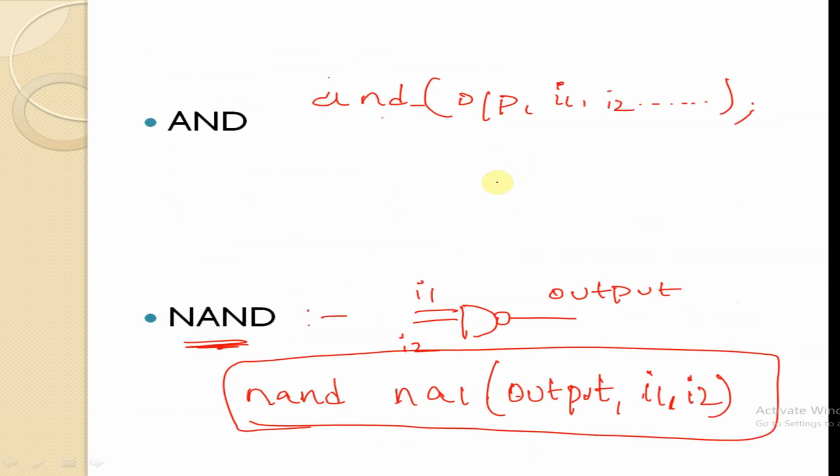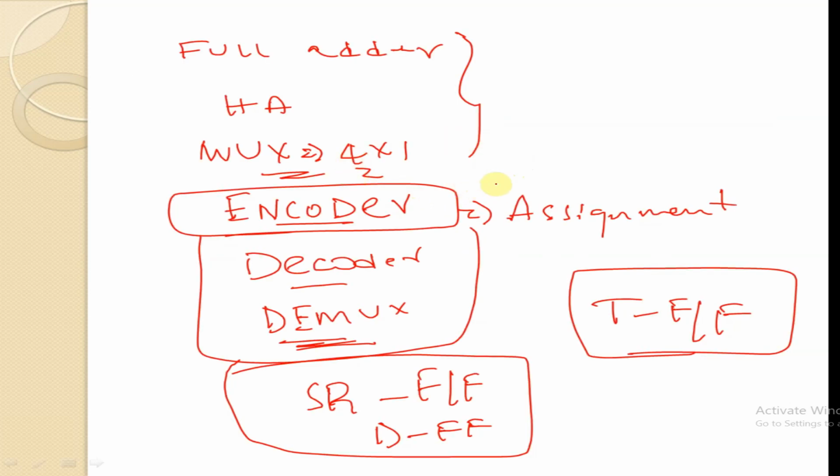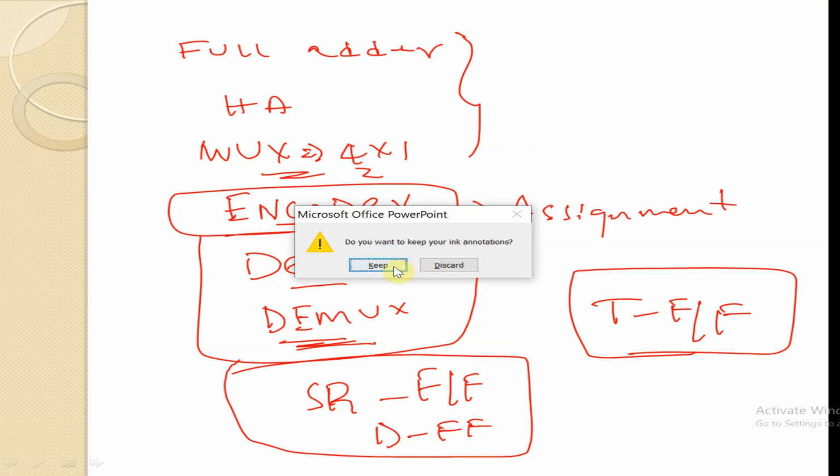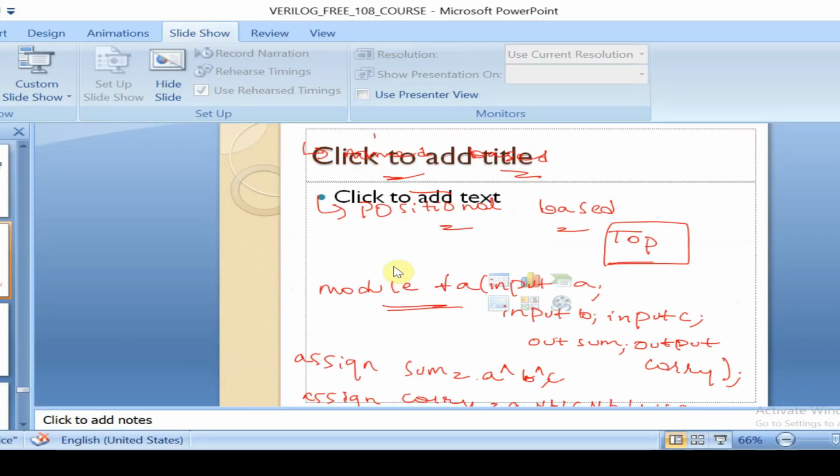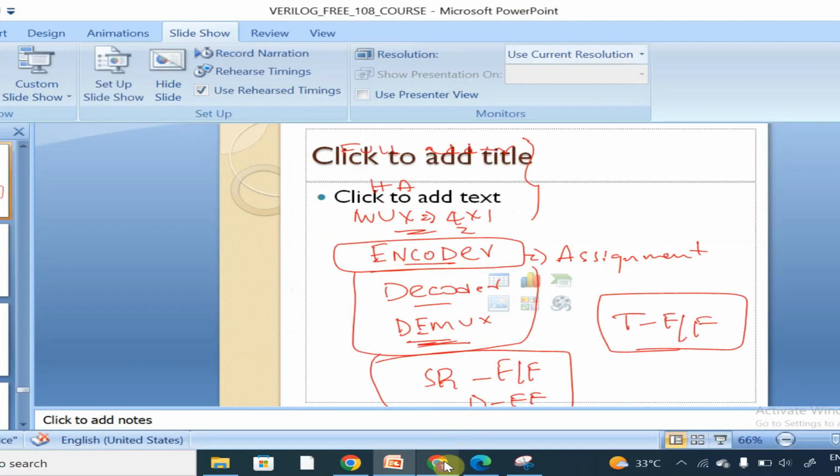We will directly write the code for these designs with the use of gate level modeling. So this is all for today's class. Is there any particular doubt or any queries? You can ask me, or else we can end the session.